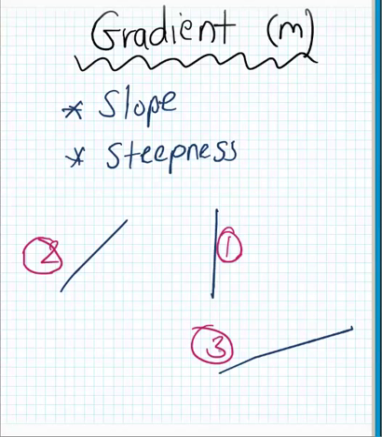And we can see the steepness of something just by looking at it. We've all probably climbed a hill or a mountain and looked at it and thought, whoa, that's so steep, or it's going to be hard to climb. So that's what the word gradient means. Instead of saying how steep something is, or the slope of something, we say gradient.